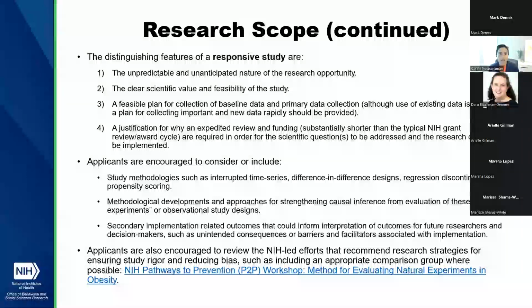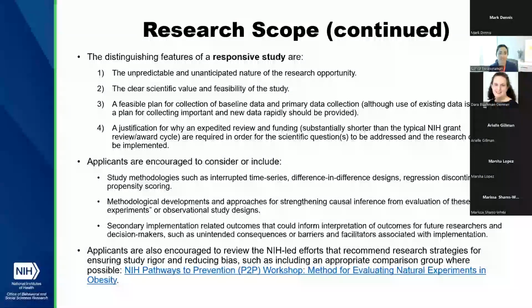Although the use of existing data or secondary data is allowed, really having a solid plan for collecting important and new data rapidly should be provided. And then number four, a justification for why an expedited review and funding, in other words, one that is substantially shorter than the typical NIH grant review and award cycle, is required in order for your scientific questions to be addressed and the research design to be implemented.